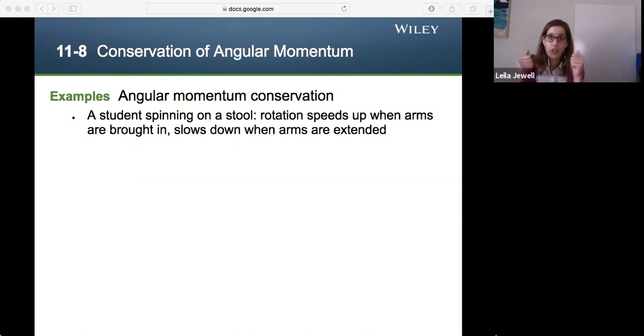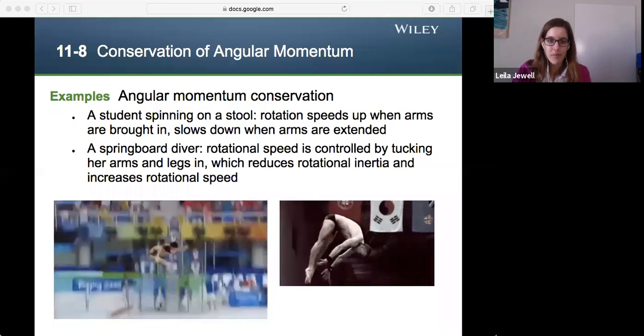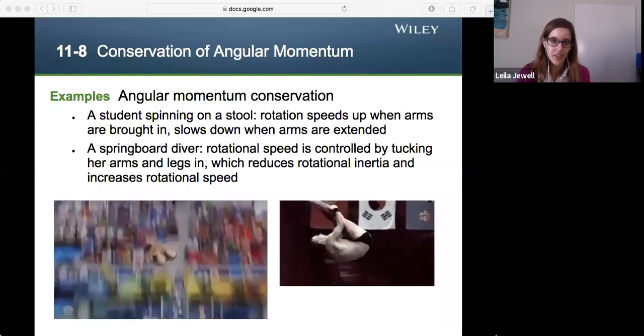If you instead pull all the mass in, then you're going to decrease the rotational inertia, and to keep the angular momentum constant, your angular velocity will increase. And you see this with ice skaters all the time. They start spinning and then they pull in and they start spinning faster. It's really cool. You get to be an ice skater if you have a spinning chair of some sort. Please do try this and let me know how it goes. Another example, harder to try at home, springboard diver.